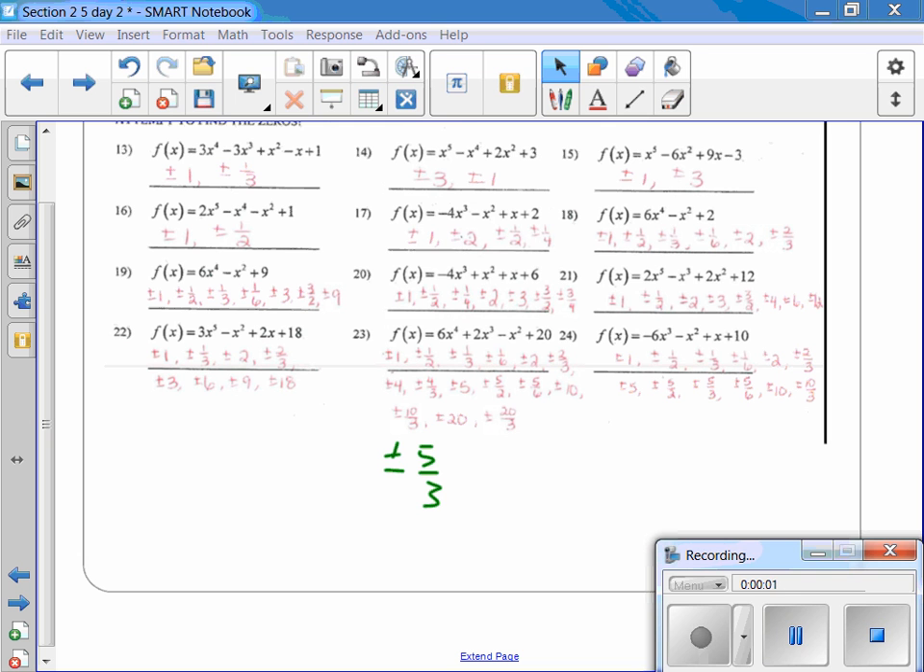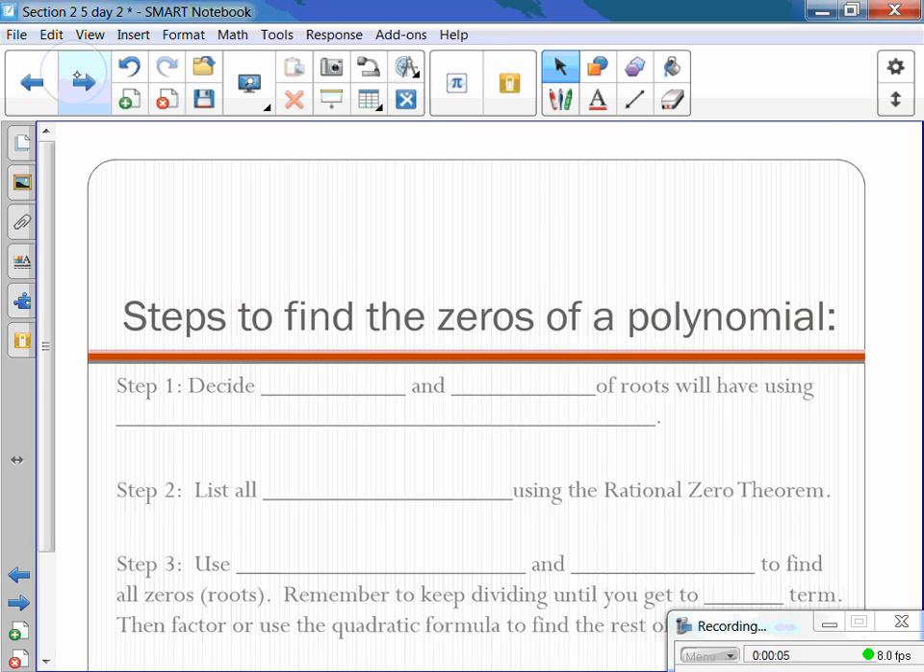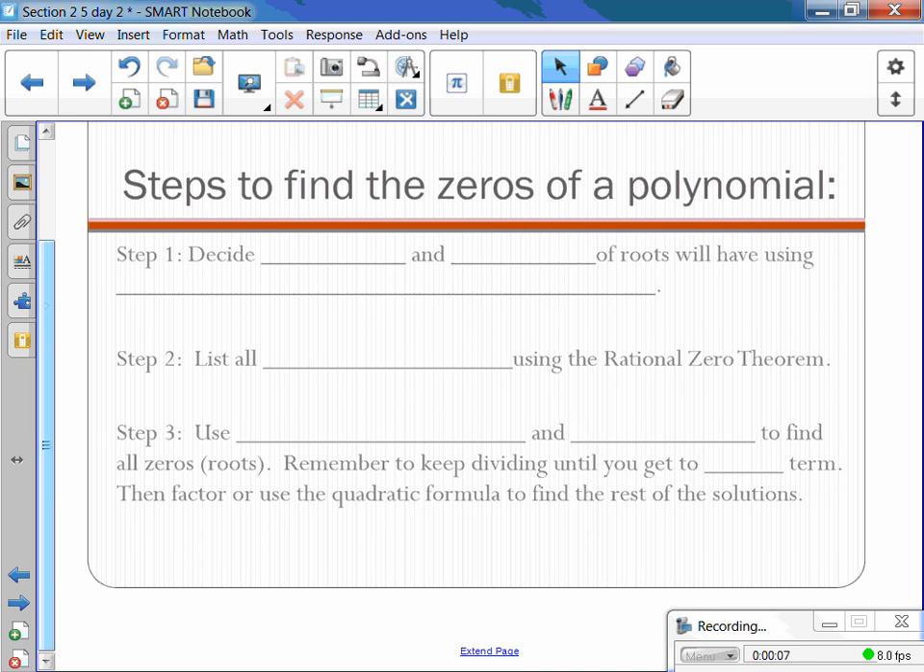Did yesterday, again, Descartes' rule and the rational zero theorem. Today, we put it all into motion as far as finding the zeros. We're putting all three days together to solve one problem. Correct. What did we do? Correct.